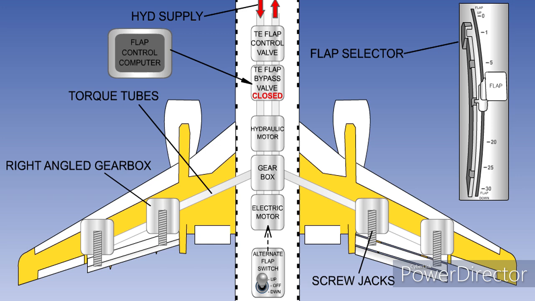the control computer will instantly stop the movement by shutting off hydraulic fluid to the motor and either closing a bypass valve and hydraulically locking the flaps, or operating brakes on the drive shafts. Similarly, if the flaps move without the lever being moved, or they overshoot the selected position, then again the computer will shut off the hydraulic supply and lock the flaps.